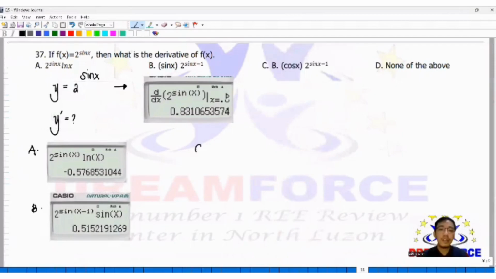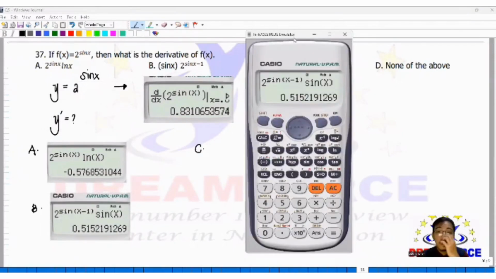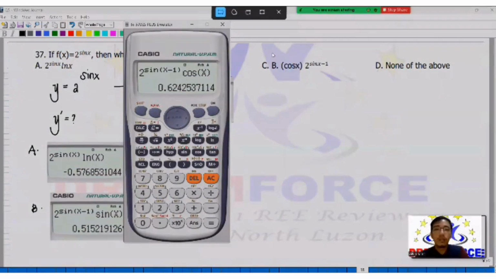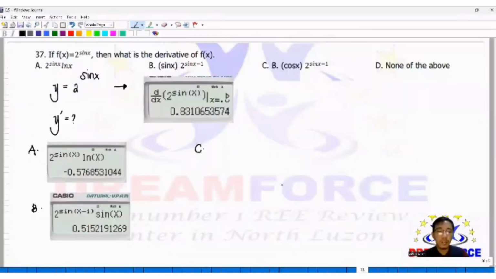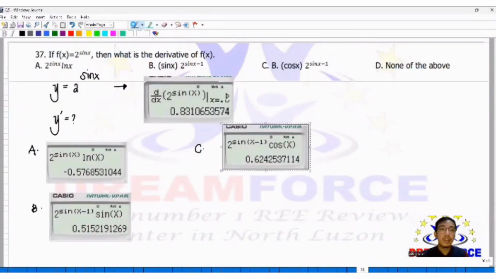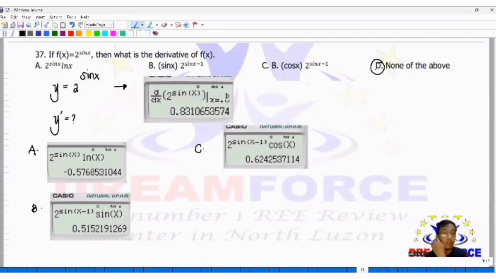Let's try letter C. Palitan lang natin to ng cosine. Then calc 0.69. Ito yung letter C. Mali din. Ibig sabihin, none of the above. Sagot.